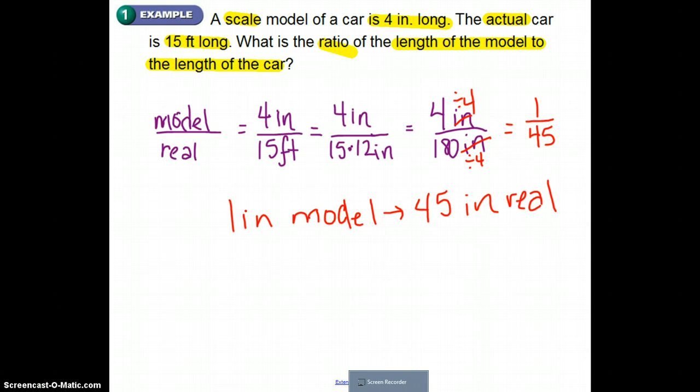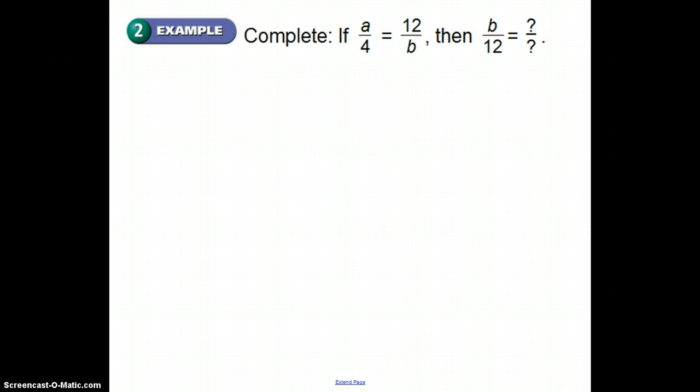Being able to solve these and know exactly what this proportion is is a big deal, because that is what architects and engineers and all those people who actually build things use. They build small models first before they figure out how feasible it is to do the larger model. Okay, let's take a look at a couple more.